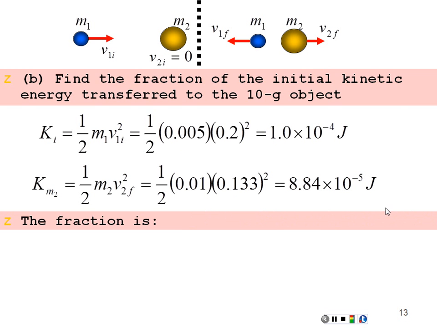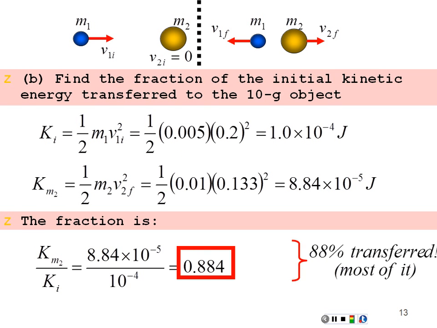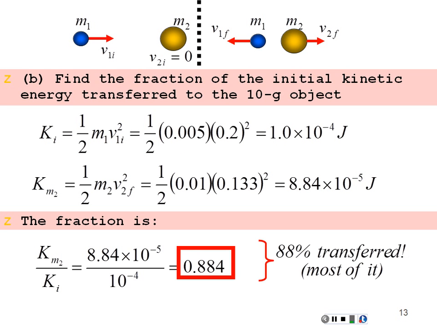So we transferred a fraction of 8.84 times 10 to the minus 5 over 10 to the minus 4, or 0.884 of the total energy. 88.4% of the energy was transferred from mass 1 to mass 2. Kind of neat. Momentum was conserved as well.